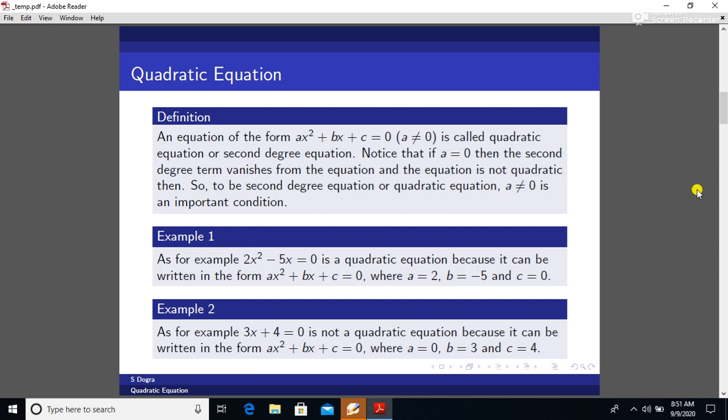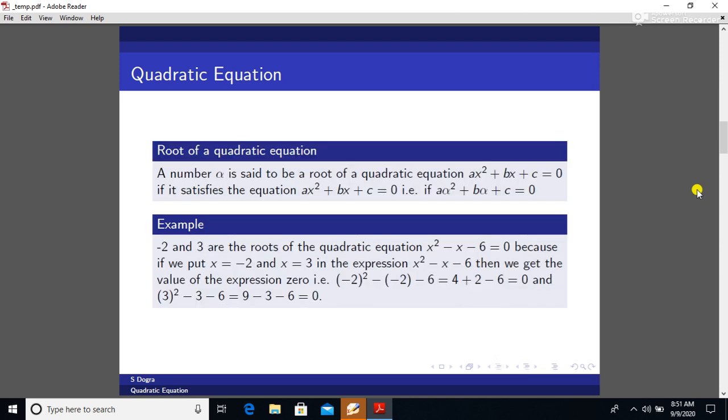We have firstly mentioned in the definition of a quadratic equation that a ≠ 0 is an important condition to be a quadratic equation or to be a second degree equation. But we have observed in example 2 that a = 0. Since a = 0, therefore 3x + 4 = 0 is not a quadratic equation.